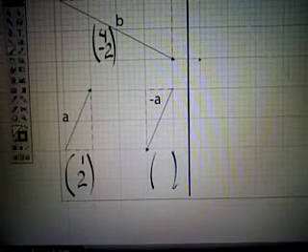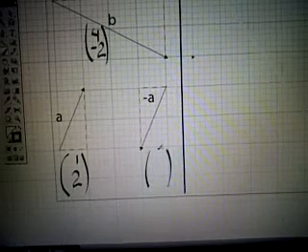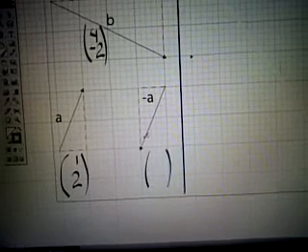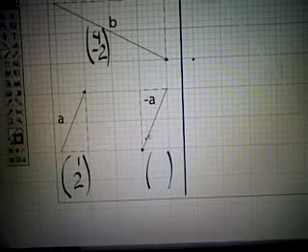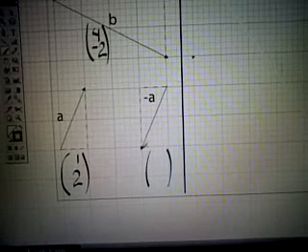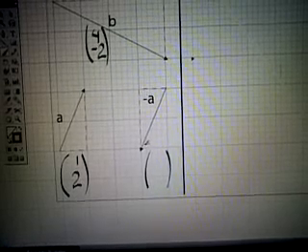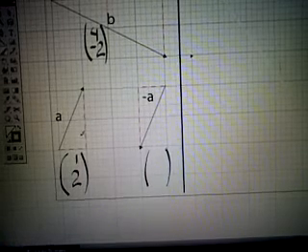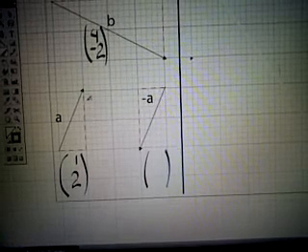Look closely at A and negative A. They appear to be the same line, but remember, a vector has size as well as direction. The arrowhead indicates the direction of the vector. Here, it is moving in an upward direction, while in negative A, it is moving in the opposite direction.